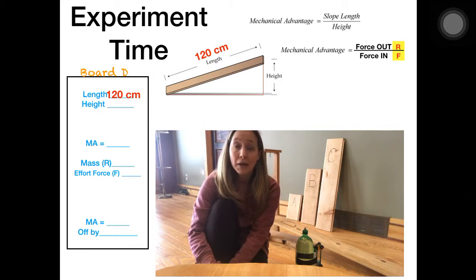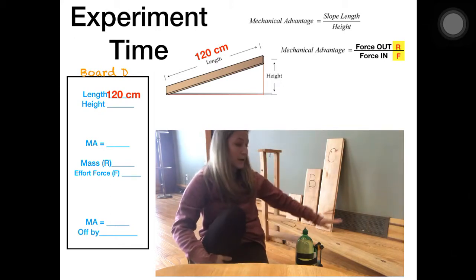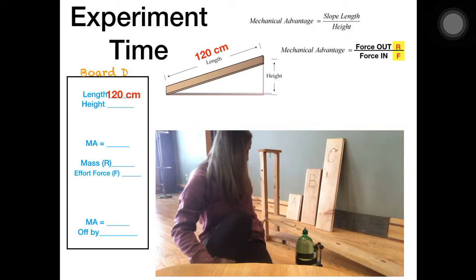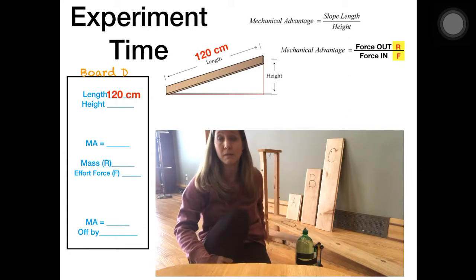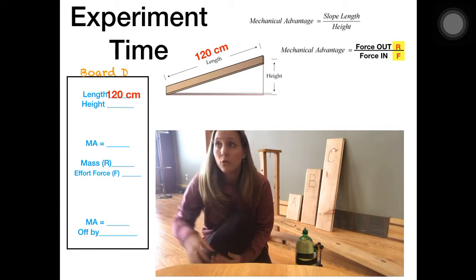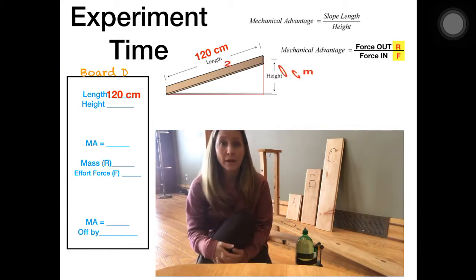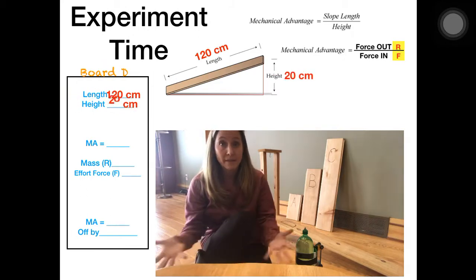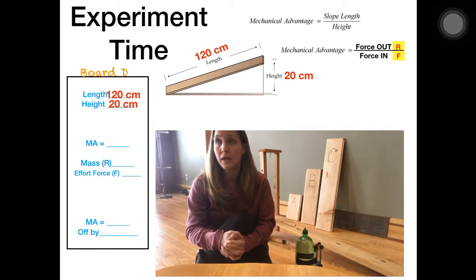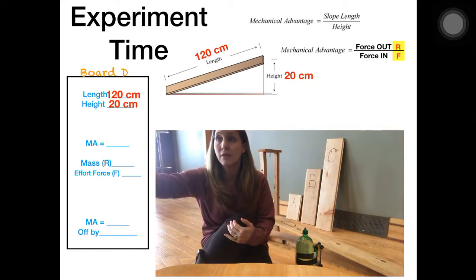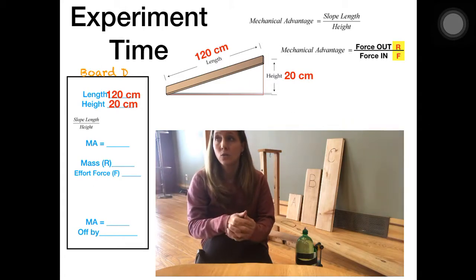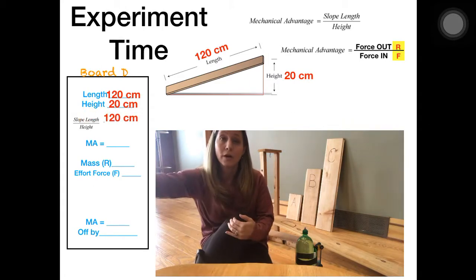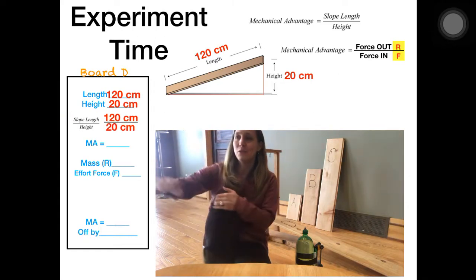And we actually already have our height, right? Because we talked about the fact that it lands on the floor, and it is on the same screws, so it's the same distance up from the floor. So we know that the height is 20 centimeters. And now we can do that math. Again, 120, okay, because we know that slope length divided by height, and 120 divided by 20 is a pretty easy math problem there.